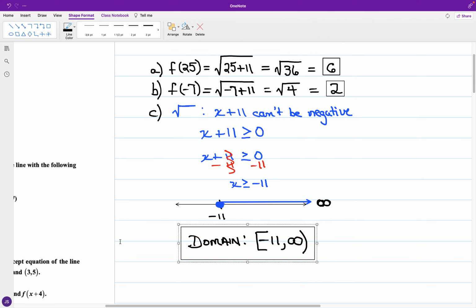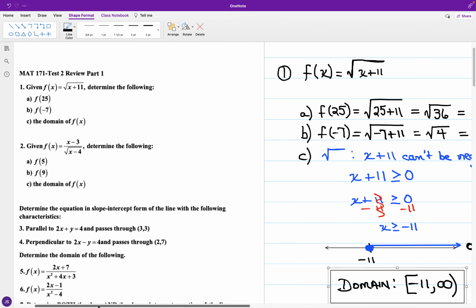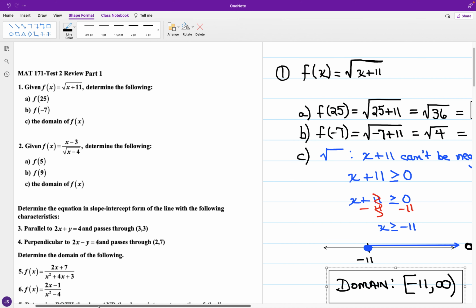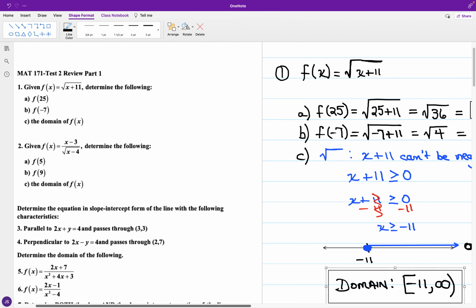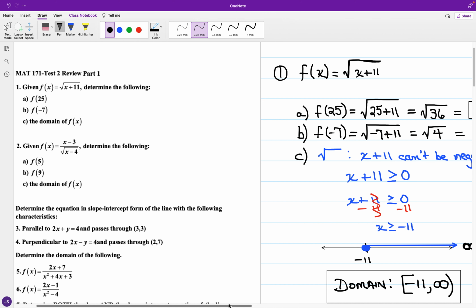Okay, now for what we have in the case of the next function. So this time, we have f of x is equal to x minus 3 all over the square root of x minus 4, and we're looking at the values of y whenever x is at 5 and also whenever x is at 9, and just like number 1c, number 2c is asking for the domain.